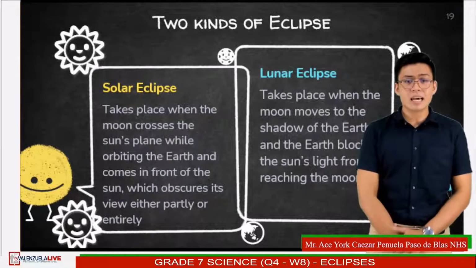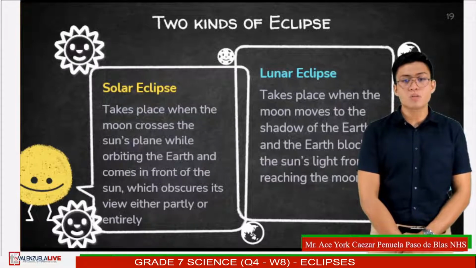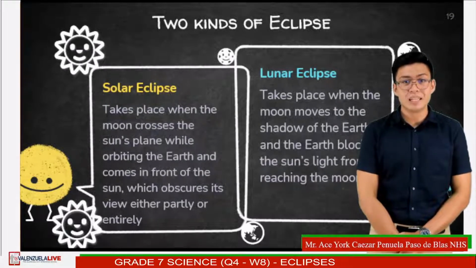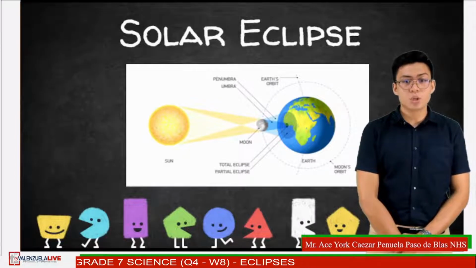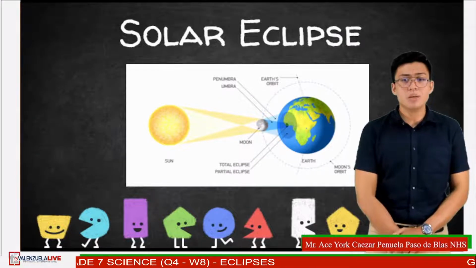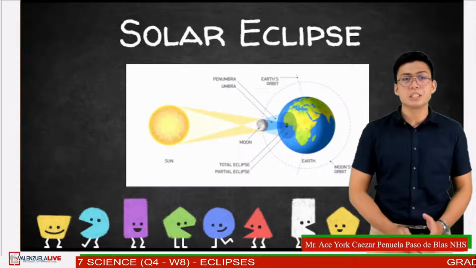In the next slides, I will show you the model of solar and lunar eclipse. Let's move on. This is a model of a solar eclipse. As you can see, the moon blocks the sun's light that passes through the earth.